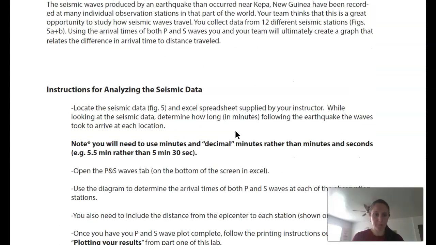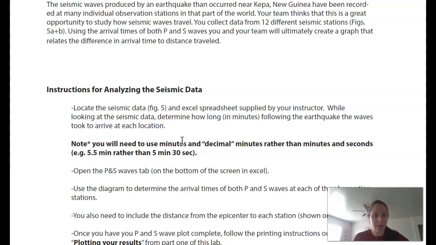Okay, so instructions for analyzing the seismic data. Locate the seismic data. Again, that's on figures 5A and 5B, which are on pages 79 and 80. And also locate the Excel spreadsheet that is supplied by your instructor. So again, remember that I posted that on Blackboard. That was that linked spreadsheet. I will also refer to it in a second.